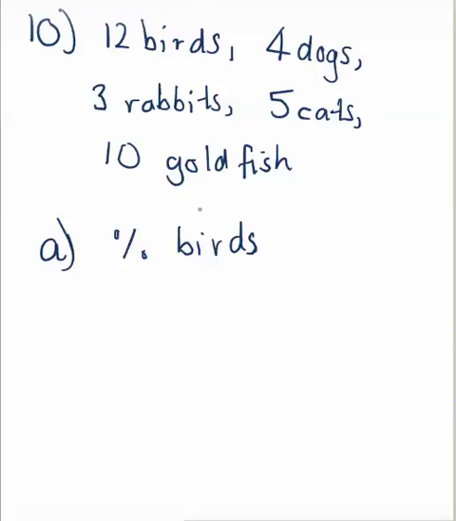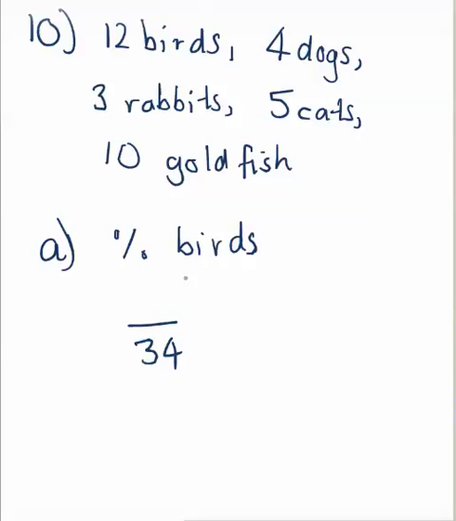Now, to do this, remember, we're writing out a fraction. So first count the total amount of, in this case, animals we have. So we've got 12 plus 4 plus 3 plus 5 plus 10. We include the birds, include everything. So add these up to give us 34 animals in total. And so that will be our denominator.